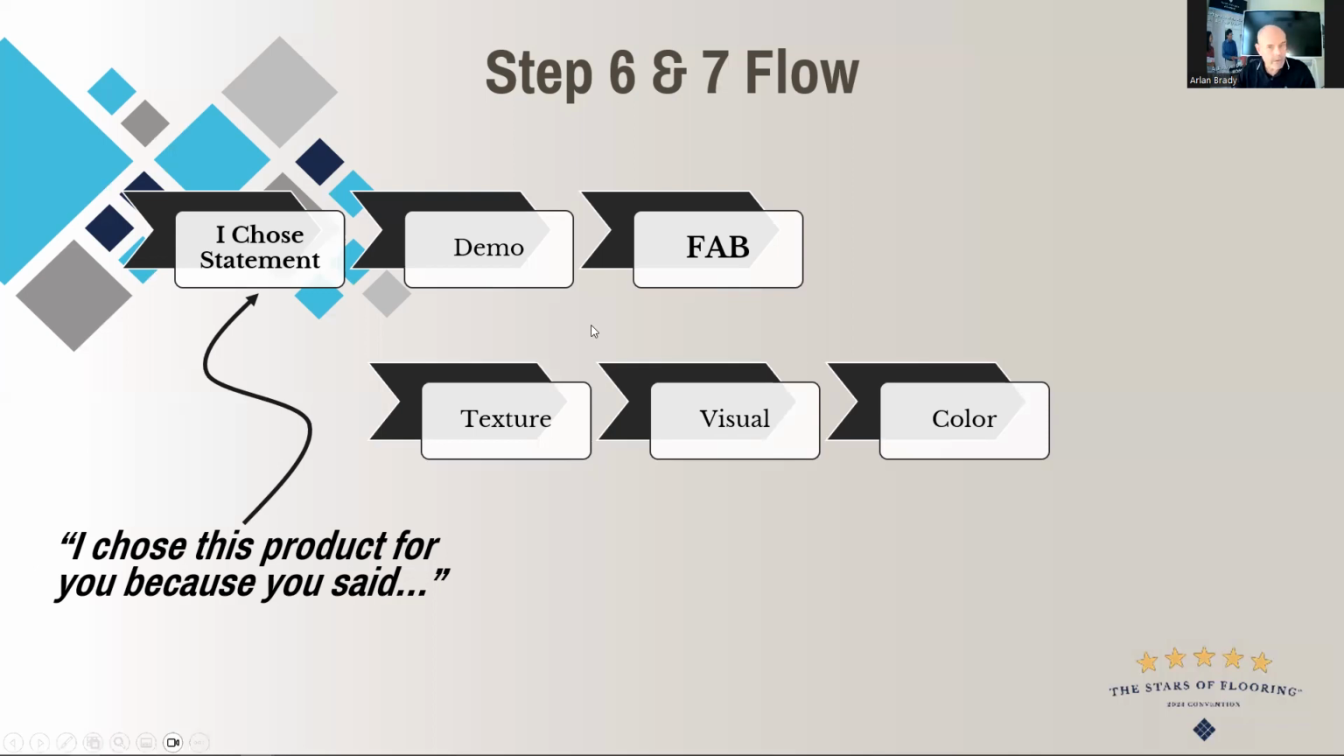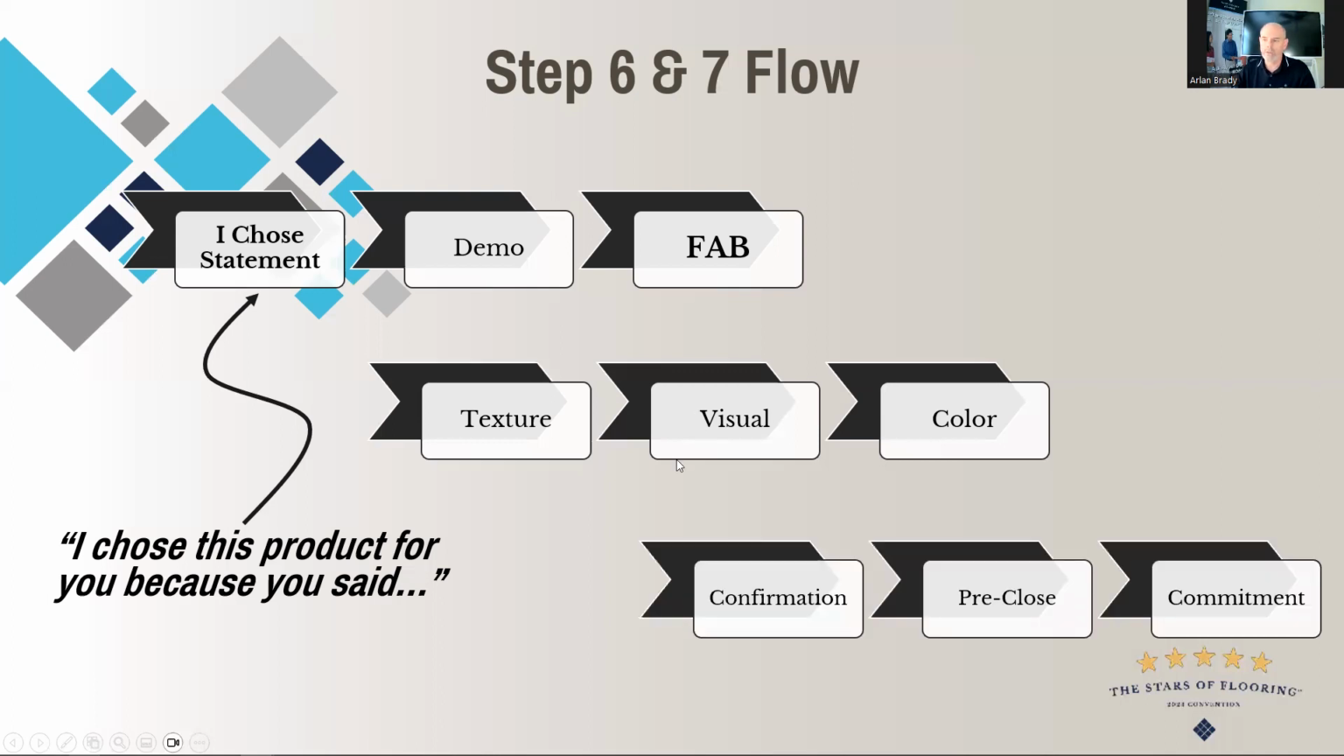Okay, maybe you prefer to do the texture, the visual, and color first, and then the FAB. That's okay. I chose this product for you because you said you wanted something soft and fluffy. How does this feel? Is this the right color for you? You know, you mentioned to me that you were also concerned about stains. So this product has R2X on it. So it does not matter if you do the FAB first and then the texture, visual, color, or you reverse them. It really doesn't make any difference. Then we're going to get into this later. We confirm that the customer loves this product, and we'll get into the pre-close and closing the sale.